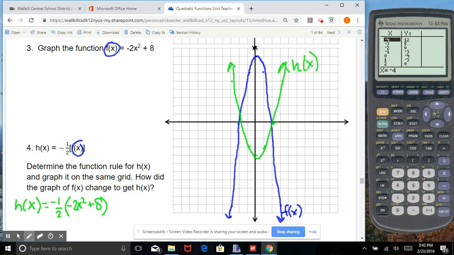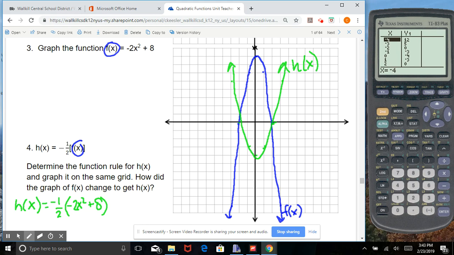And now we can answer this question. How did the graph of f of x change to get h of x? Well, it was reflected over the x-axis and compressed by 1/2, which is stated within what h of x tells us. The negative sign tells us that it is a reflection.